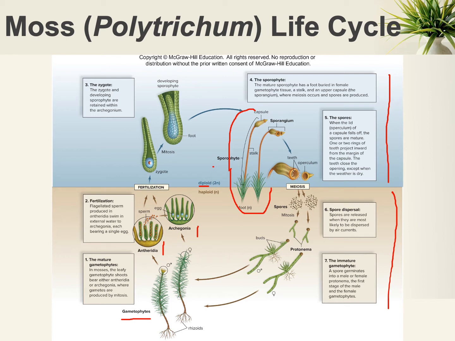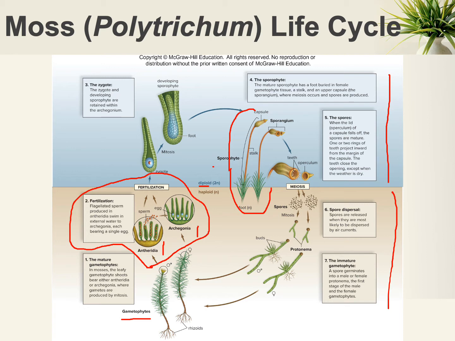So the flagellated sperm produced in the antheridia swim in the external water to the archegonia, each bearing a single egg. So this requires a moist environment, or water, to complete their life cycle, or the fertilization. They need water because they have flagellated sperm, which is produced in the antheridia, which is expelled out into the external water to fuse with the archegonia bearing the single egg.